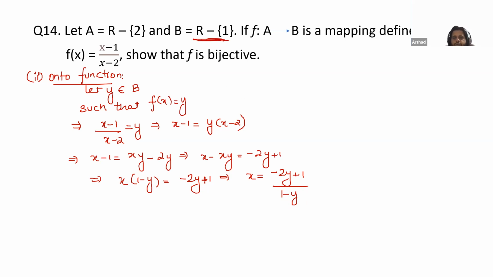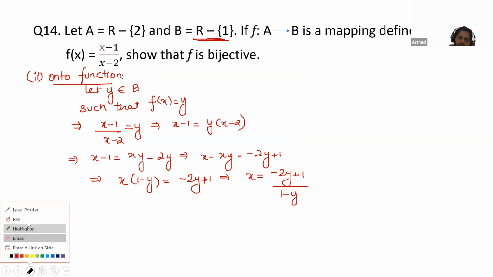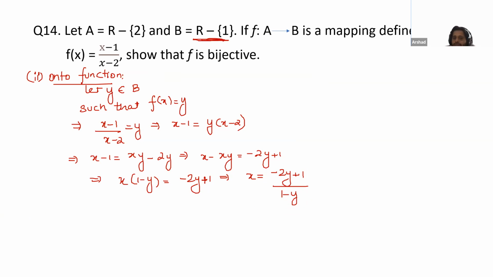And in set B also they have given real numbers except 1. So if you put any real number except 1 in place of y, then this complete expression will always give you a real number. You can check this expression. So what we can write here: for all y belongs to B, this expression (minus 2y plus 1) by (1 minus y) belongs to A.